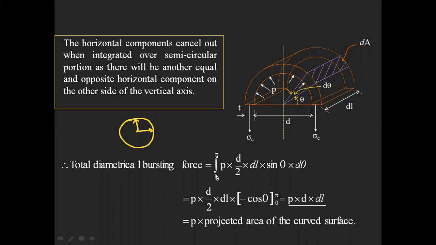So you have to integrate the vertical force: the integral from 0 to pi of P into d by 2 into dl into sin theta into d theta. What happens when we integrate? Look, after integration you finally get P into d into dl, where P is the pressure and d into dl is the projected area of the curved surface. Why? Because d is the diameter and dl is the length of the cylinder. So that's how the total diametric bursting force is obtained.